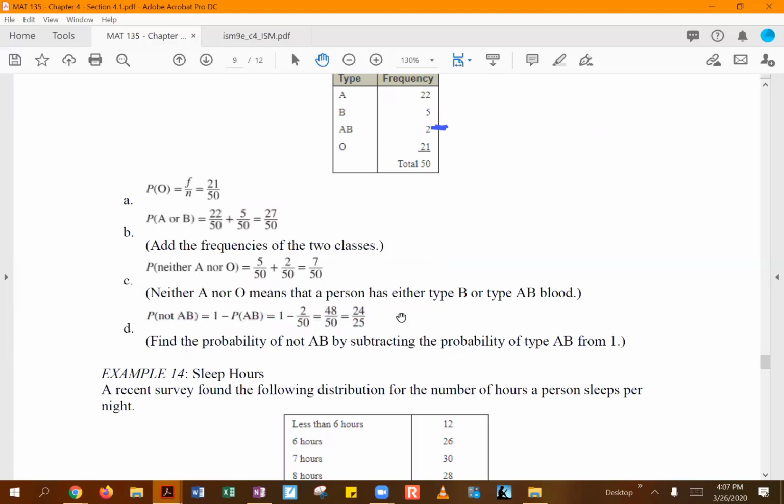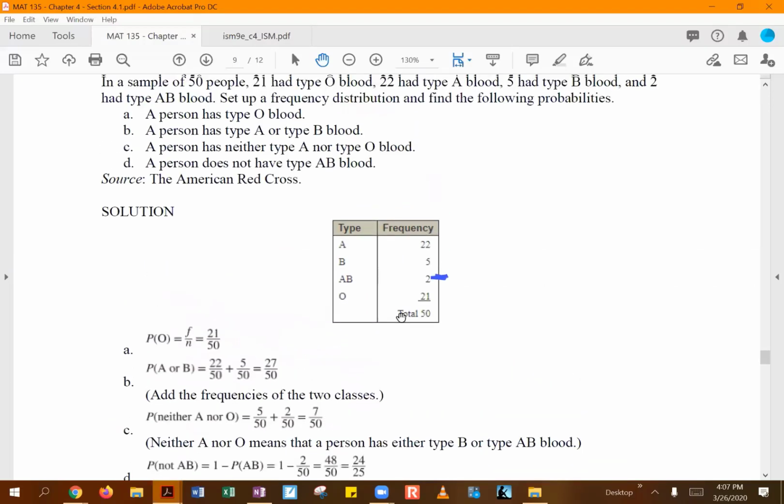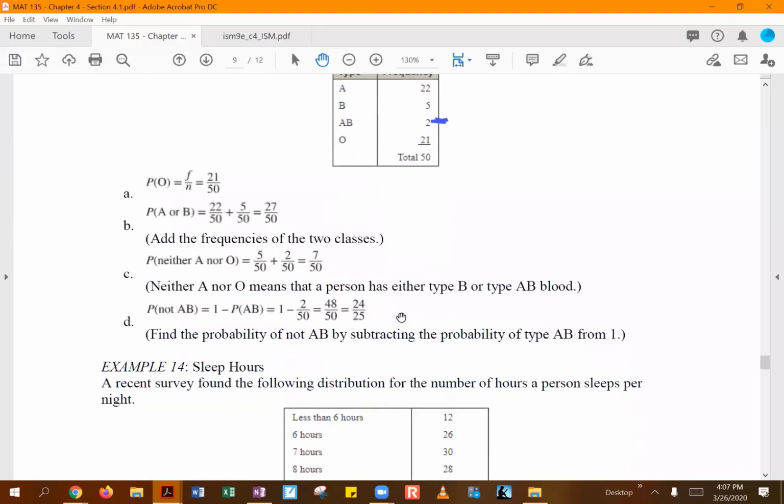So you can do it that way. Or like I said, you could have also added 22 with the 5 and the 21, which would have still added up to 48 out of 50 or 24 out of 25. So it's up to you what you feel comfortable with.